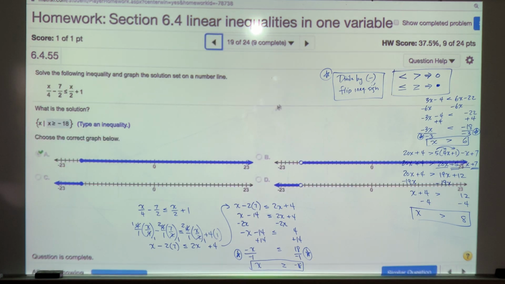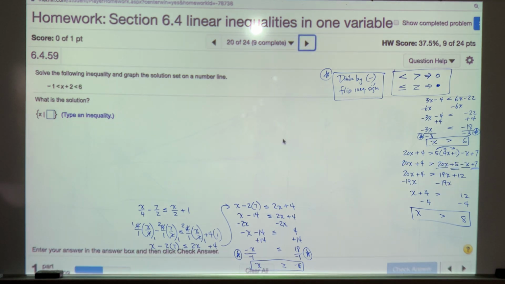Questions about 19? Anything I can help you with? I'm going to roll to 20.